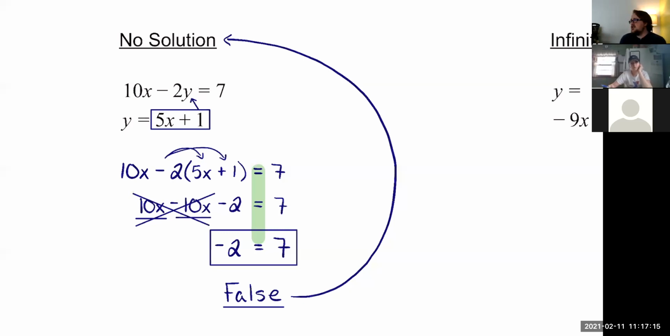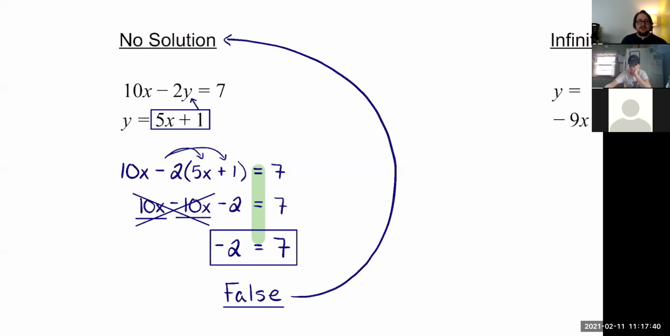And if I tried to adjust this, some people would say, well, what if you add 2 to both sides? Great, you get 0 equals 9. Is that any better? No. If I try to subtract 7 from both sides, I'd get -9 equals 0. Is that better? No. No matter what you try to do, keeping in mind the equal sign is going to force you to do the same thing on both sides, you're always going to have a false statement.